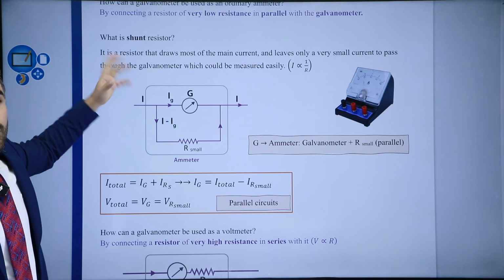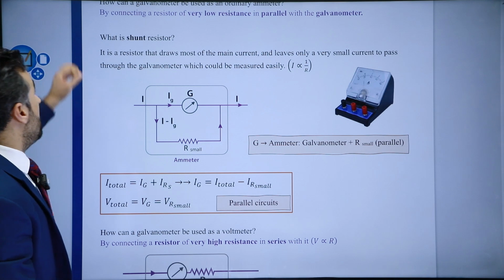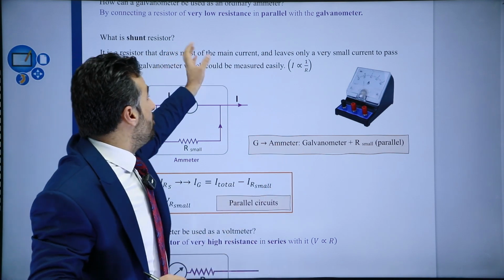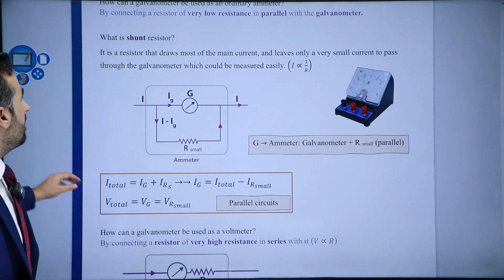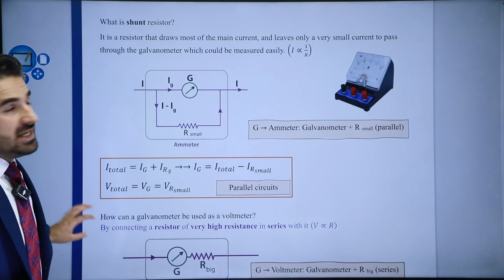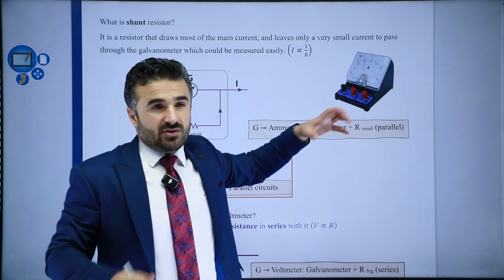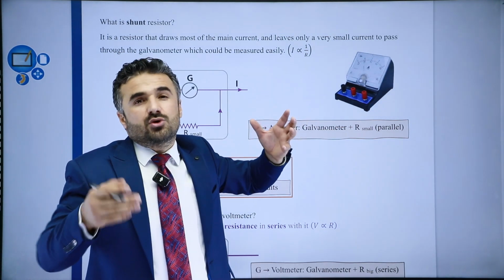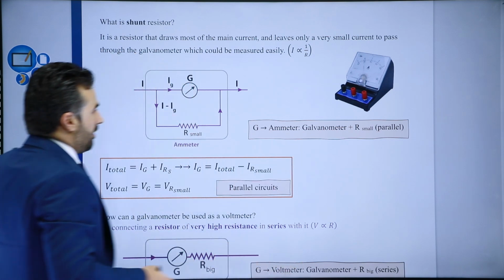So once again, what is a shunt resistor? We call this small resistor a shunt resistor. It is a resistor that allows most of the main current, and leaves only a very small current to pass through the galvanometer, which could be measured easily. And don't forget, current and resistance are inversely proportional. So the bigger the resistor, the less current can pass. The smaller the resistor, the more current can pass.